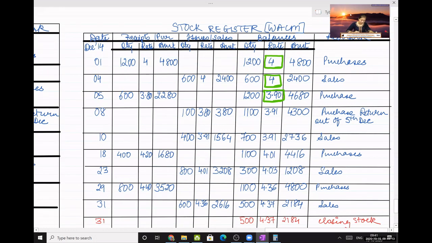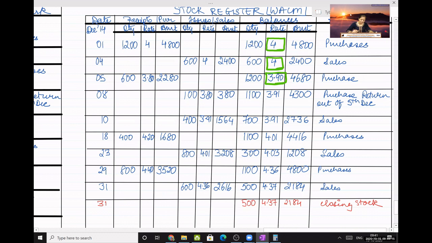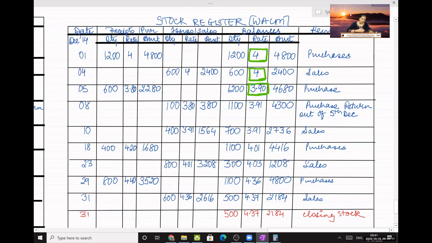Next, purchase return. Obviously, same logic what you used in P4. It is a return out of 5th December. So rate was 3.8. So I'll give away also 3.8.